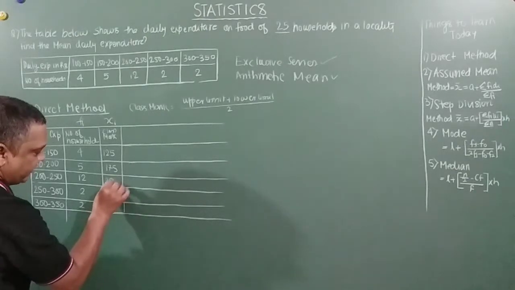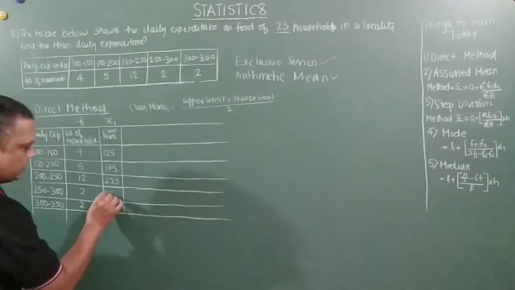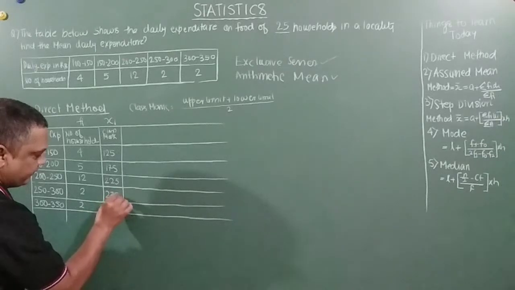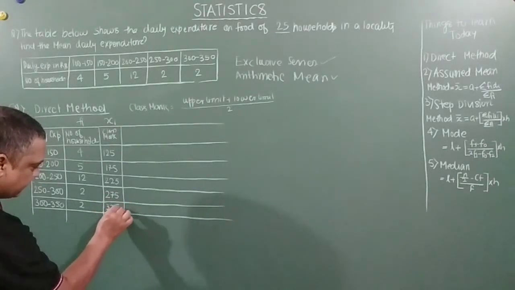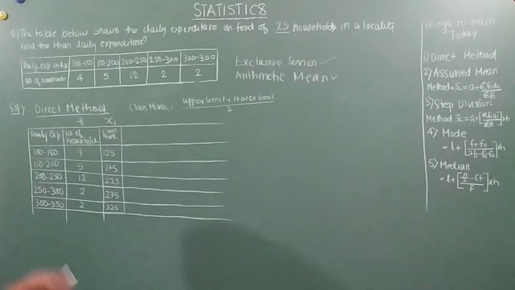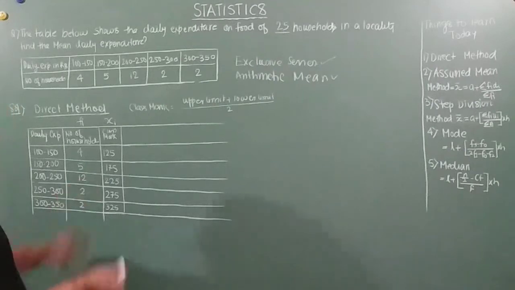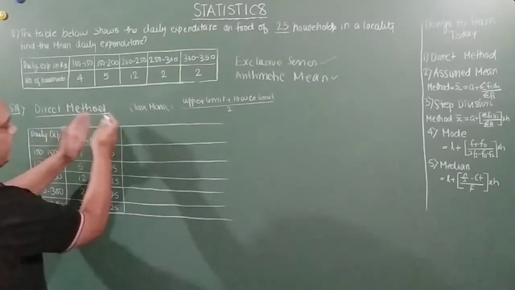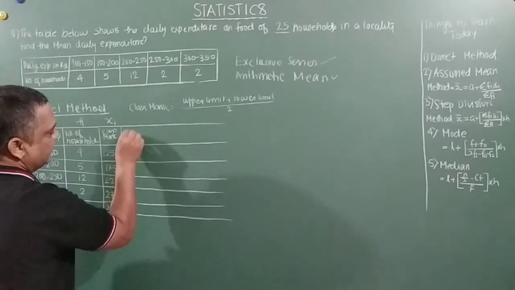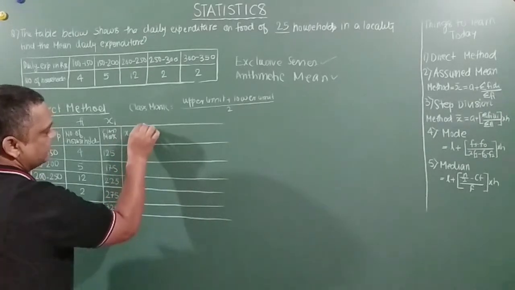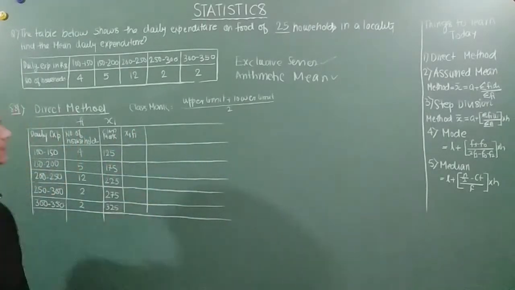So 225 and 275, okay, and it is 325, right? Last one we will cross check. This is 650 divided by 2, which is 325, that is correct. So I have got fi, I have got xi, then what I will do is that I will get xi into fi, right friends? And we will write in this column.